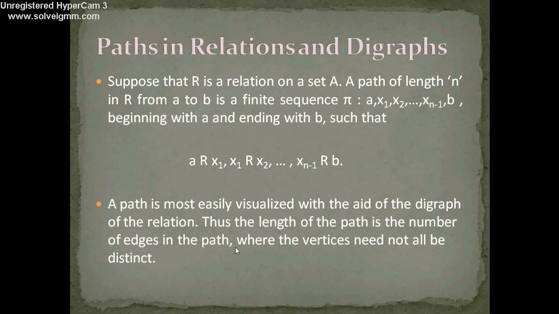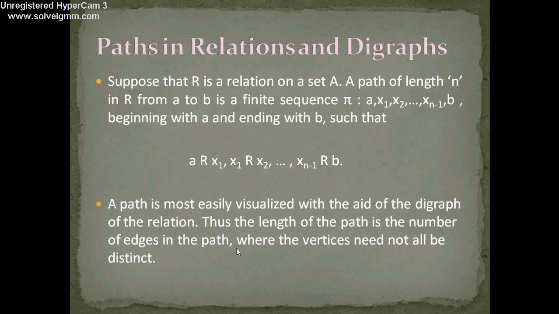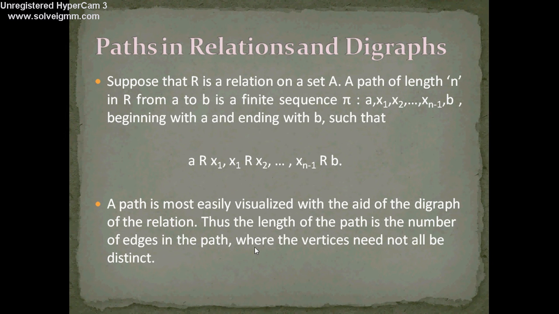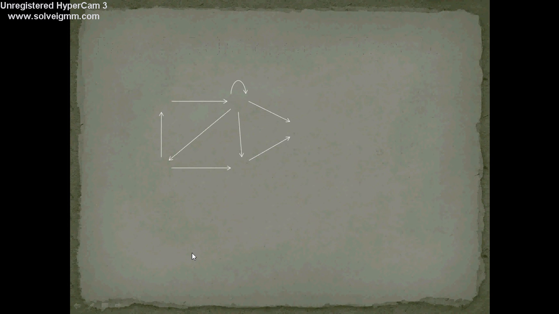The length of a path is the number of edges in the graph. How many edges you have forms the length of the path, where the vertices need not all be distinct. There is an example here, where we'll see how paths are defined.